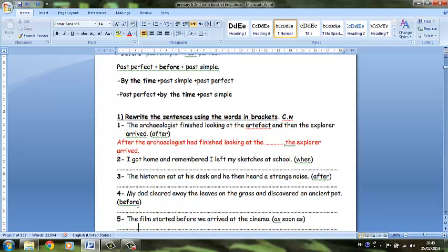Second part, I got home and remembered I left my sketches at school. Okay, which action is the first action? Is it going home or leaving the sketches at school? Yes, so leaving the sketches is the first action, and getting home is the second action. So do you remember what we put after when? Yes, I put the past simple, and before it I put the past perfect. So what is the answer here? Let's see.